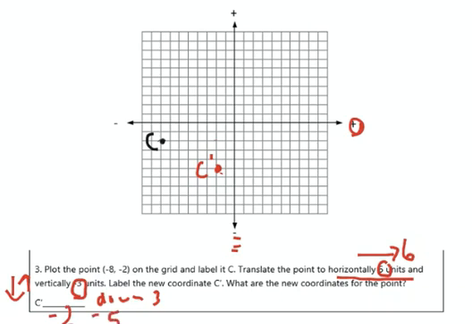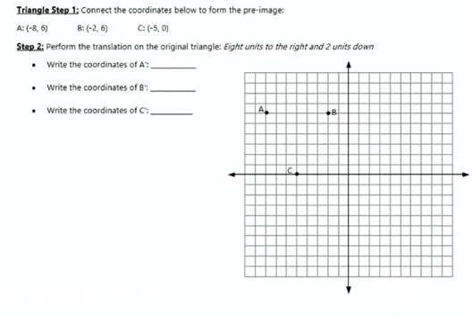So on the next page, if you flip it over, we're actually going to be translating a whole triangle. All right, so it says, connect the coordinates below to form the pre-image. Okay, so you don't have to actually write any of the coordinates down. Just connect them to make that lovely triangle. Whoops, that's not very good. Try that again. That's a little better. Okay, so you have your nice triangle there, and step 2 says perform the translation on the original triangle. 8 units to the right and 2 units down.